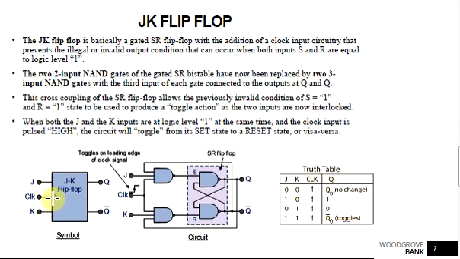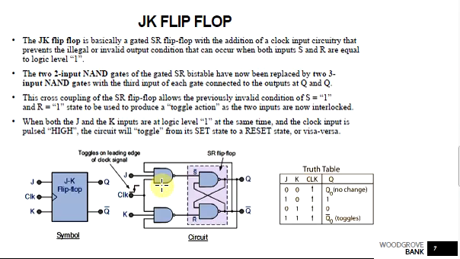If you look into the internal architecture of this JK flip-flop, just like the clocked RS flip-flop, there is a clock signal here. But the two-input AND gates of the gated SR bistable are now being replaced by NAND gates. Previously these were two-input NAND gates, but now they are three-input NAND gates.